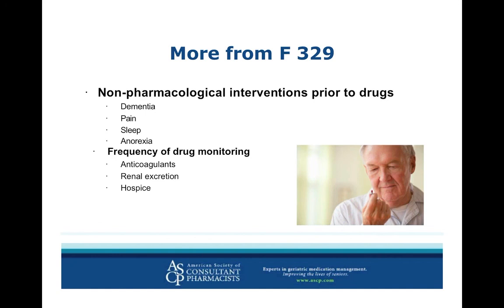And then the other thing is, F-tag 329 is making sure that drugs that are at high risk have appropriate frequency of drug monitoring, like anticoagulants, checking renal function. Also, evaluating hospice patients and making sure that their end of life is comfortable and there's not adverse consequences going along with that.